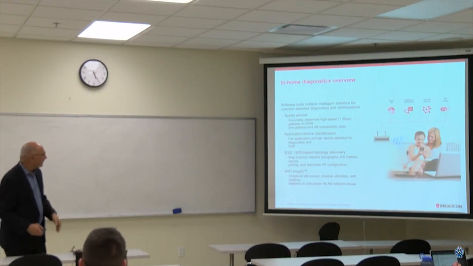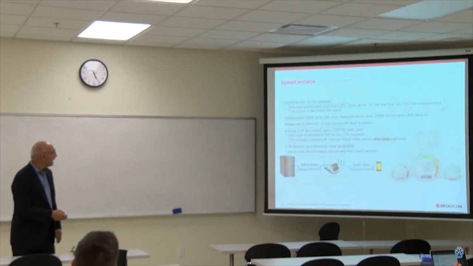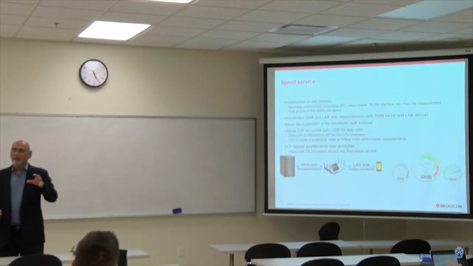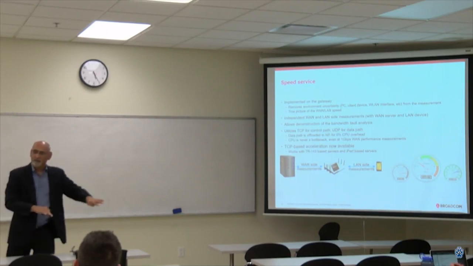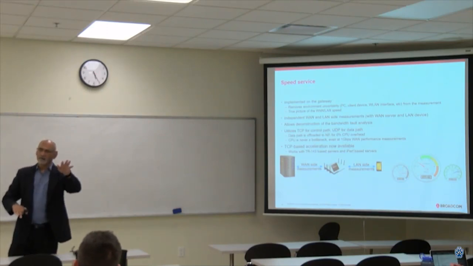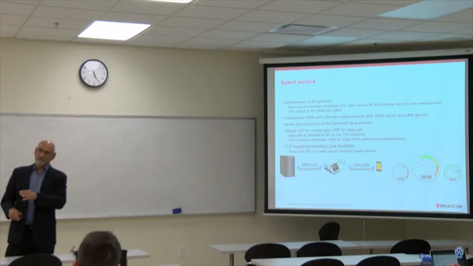So what we did was we ran the speed service on our own ONU, and we used the network processor to run the data on the network processor. So only the control is running on the CPU. So today, I think we're probably the only company in the world that can show you 10G running on our ONU with 0% CPU utilization. They don't use the CPU at all.